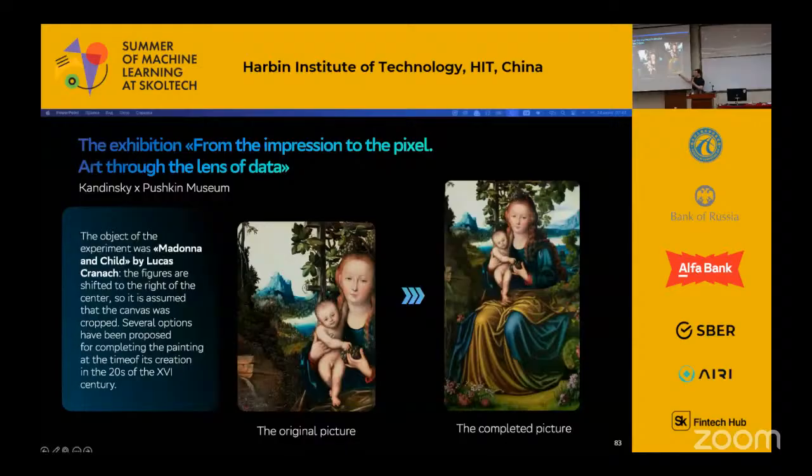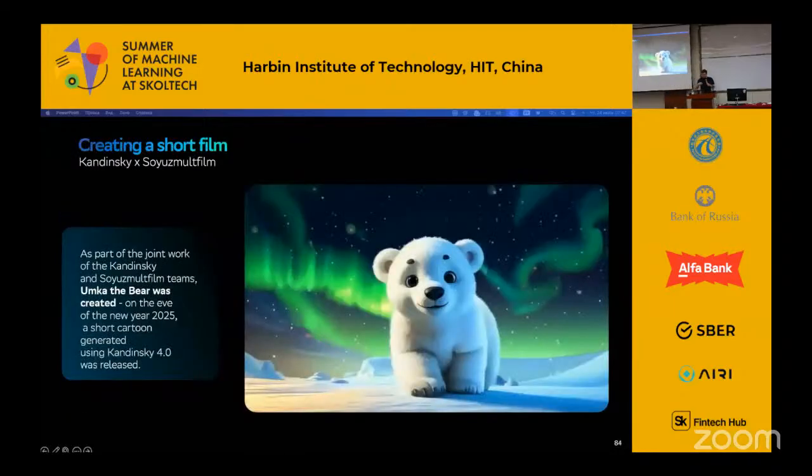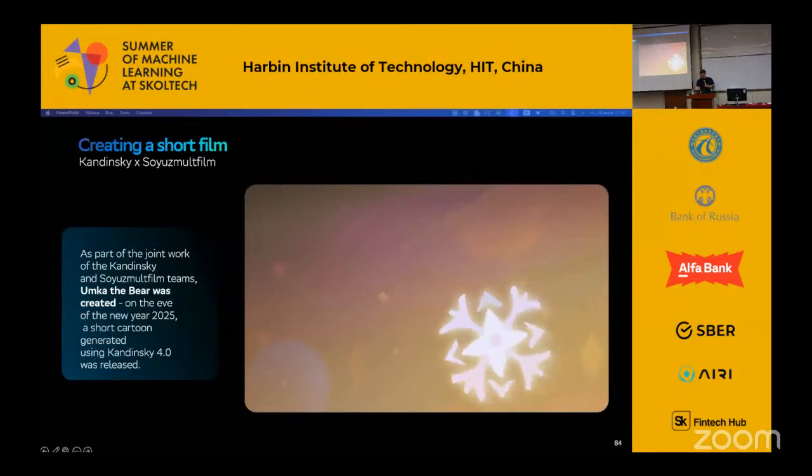an extended picture by Kandinsky in painting, as I said. Why extended? Because it's the original, but the experts said that it's not the full image, because the Madonna is not in the center but on the right side. So experts thought that the original picture was cut during some process.